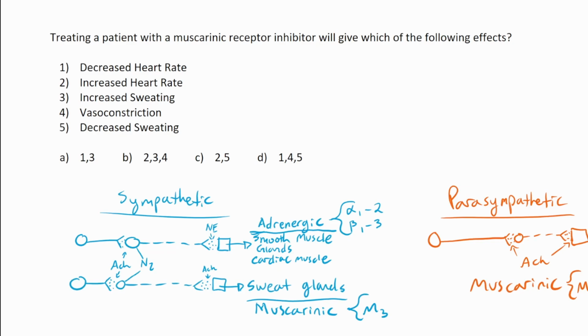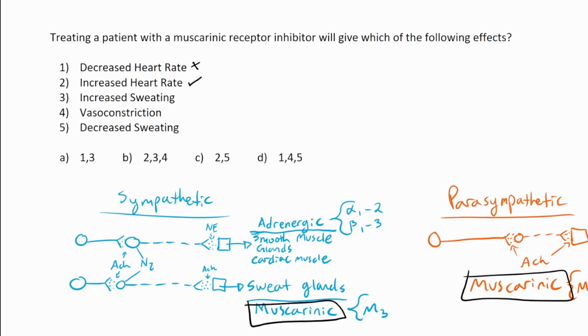Now let's look at the problem. We are treating someone with a muscarinic antagonist. We've got muscarinics on this one and all of our parasympathetics. We know that the sympathetic and parasympathetic innervate the heart. The parasympathetic uses muscarinic receptors. The sympathetic does not use muscarinic receptors. So we're going to inhibit the parasympathetic, leaving the sympathetic to take control, and we are going to have an increased heart rate, not a decreased heart rate.